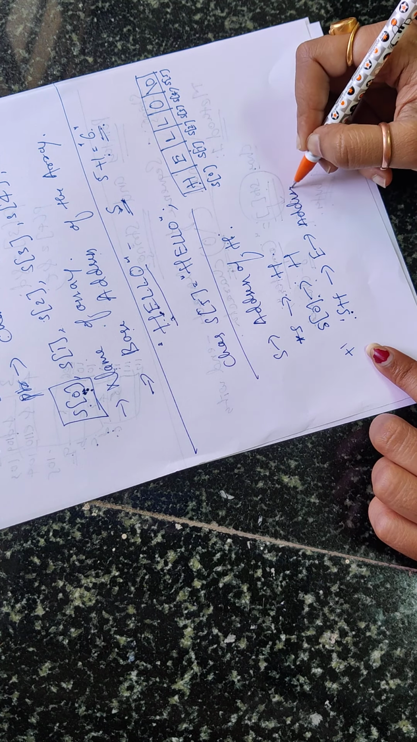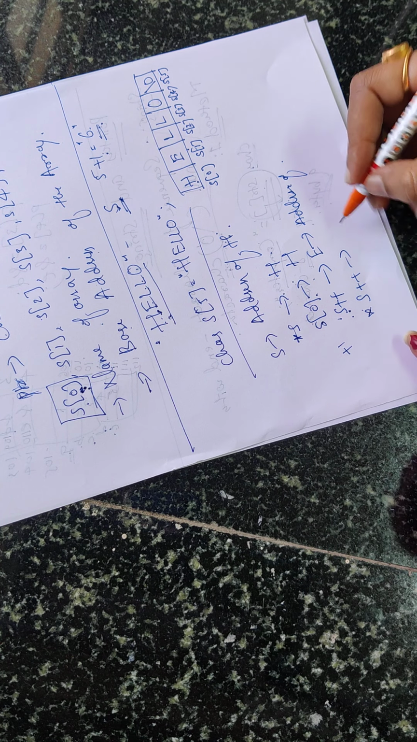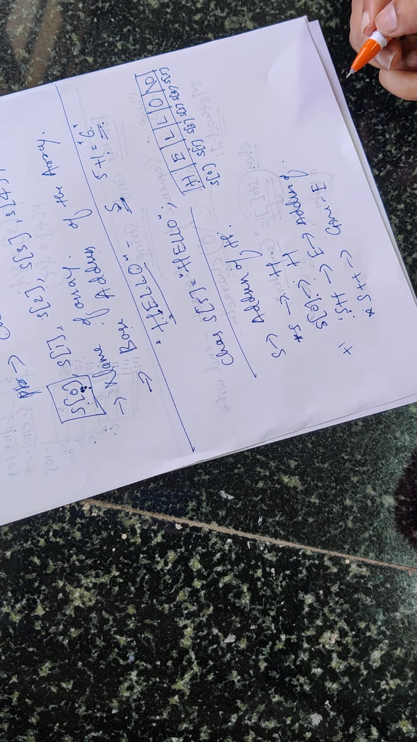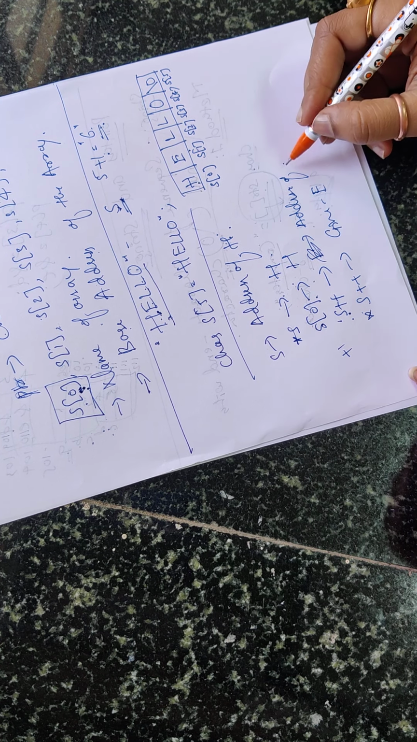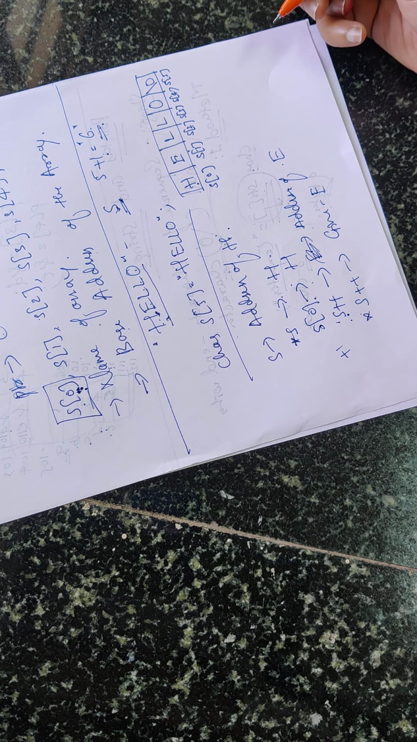Now if I do asterisk of S plus plus, it will give you the E element. Here S plus plus gives you the address of E. In this way, your string constants will work.